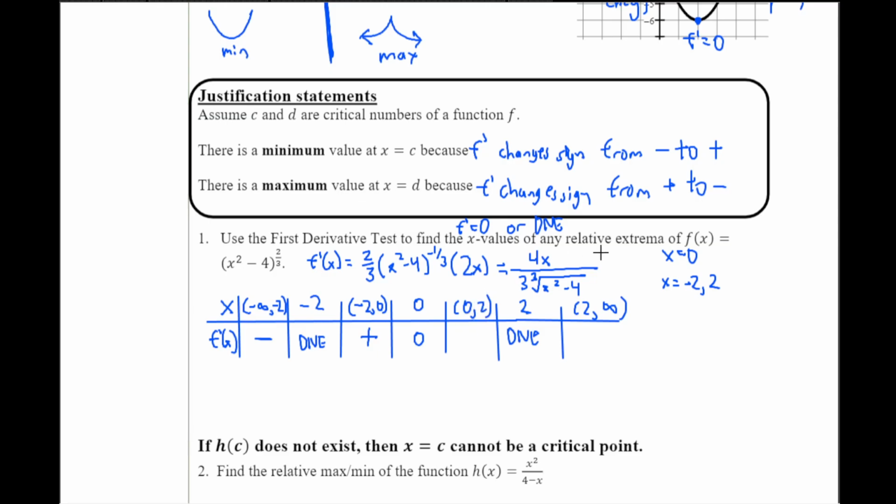Between 0 to 2, let's pick 1. 4 times 1, that's positive on top. And then 1 minus 4, that's negative 3. Cubic root's a negative on the bottom, so we're going to get a negative on the bottom. 2 to infinity, let's pick 5. We get positive on top, positive on the bottom.